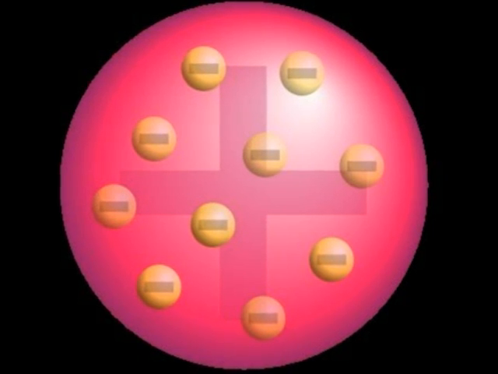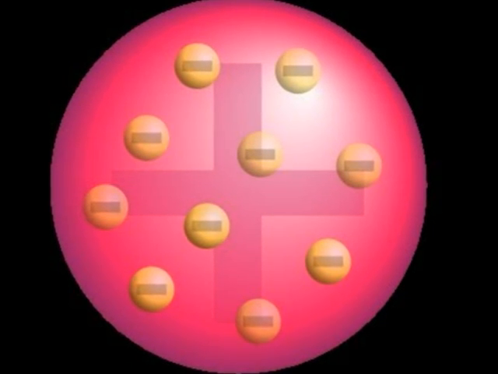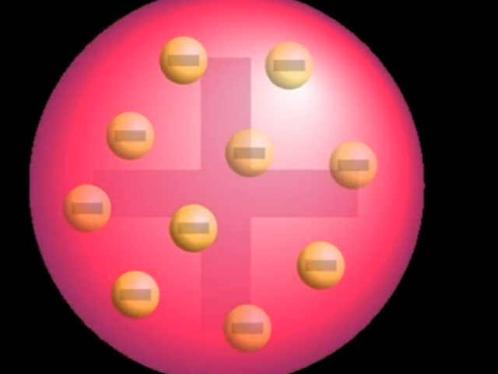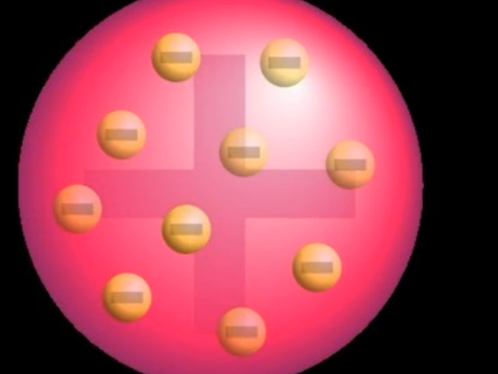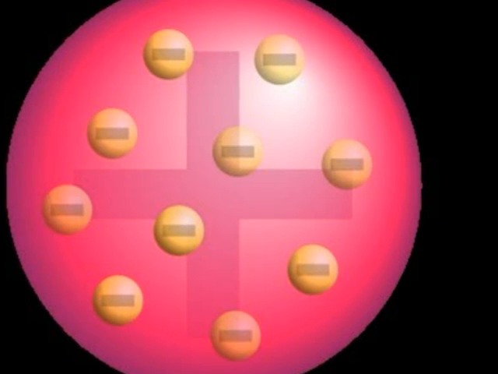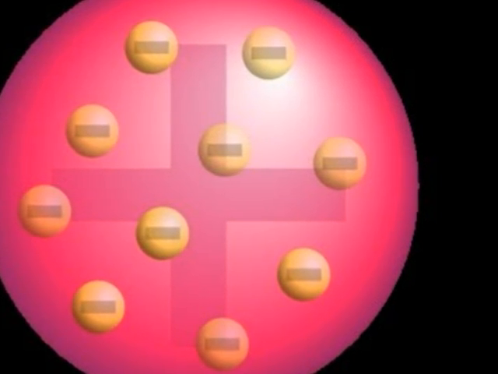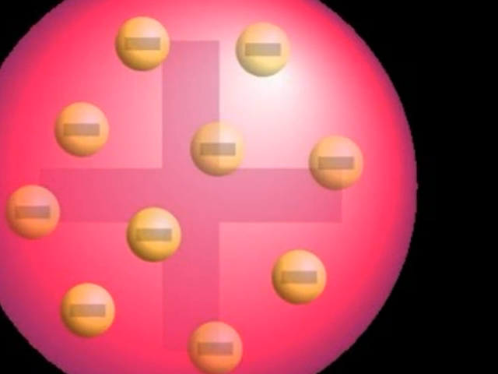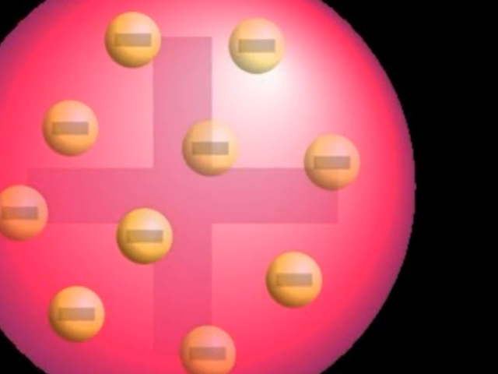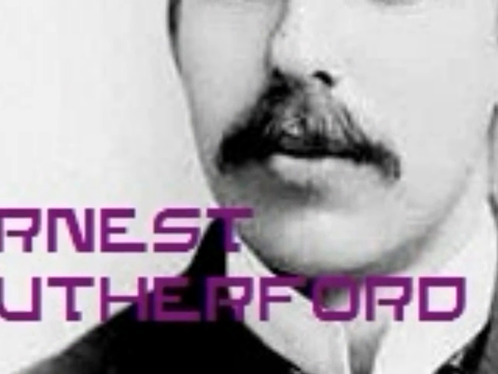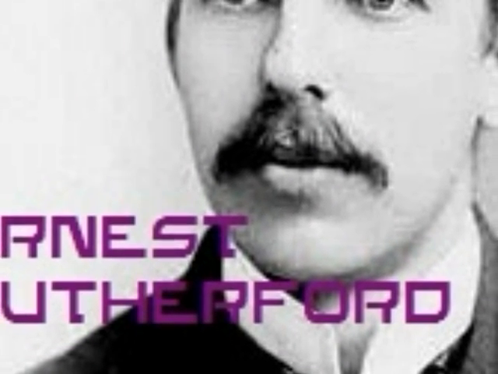Thomson's model is nicknamed the plum pudding model because he believed the atom was a sphere of positive charge and that the electrons were stuck into the atom like raisins in a pudding. However, 13 years later, in 1910, Ernest Rutherford proved his theory incorrect.